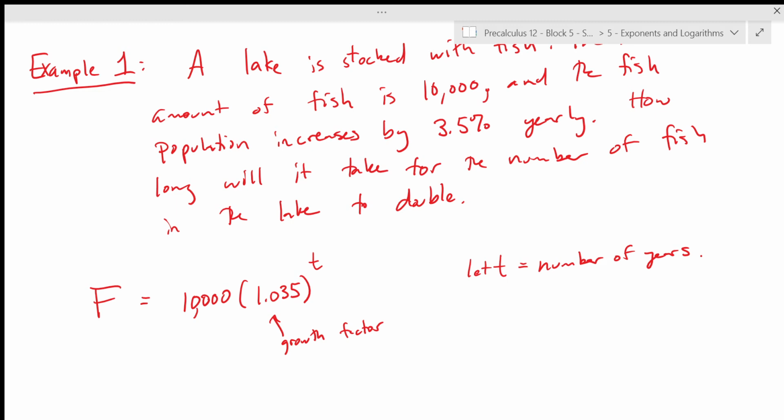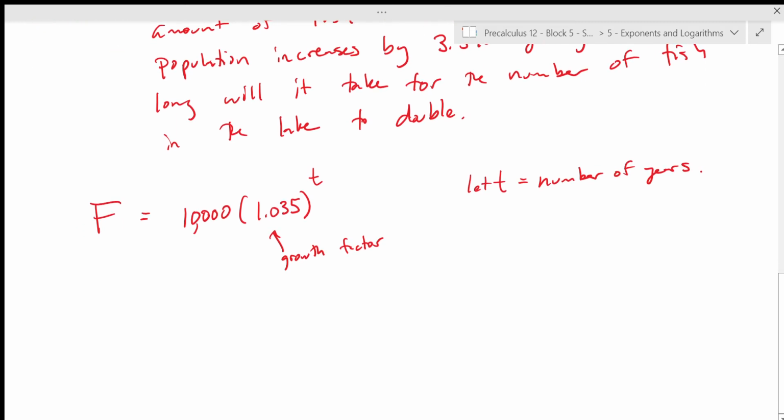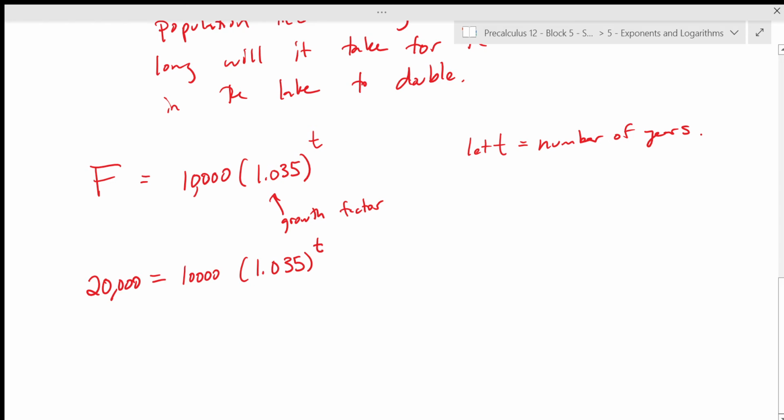So t is the number of years. So how long will it take it to double? Well, that means we want our total population here to be 20,000. So 20,000 is 10,000 times 1.035 to the power of t. Okay, so now here is our issue. This is the biggest mathematical mistake I see people making. We can't go ahead, you're like, oh, exponent, let's log both sides. Let's log both sides. We're going to do that. Hold on. It's okay. Take a step back.